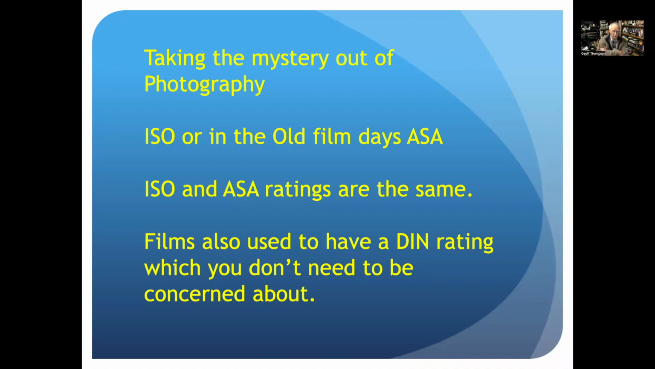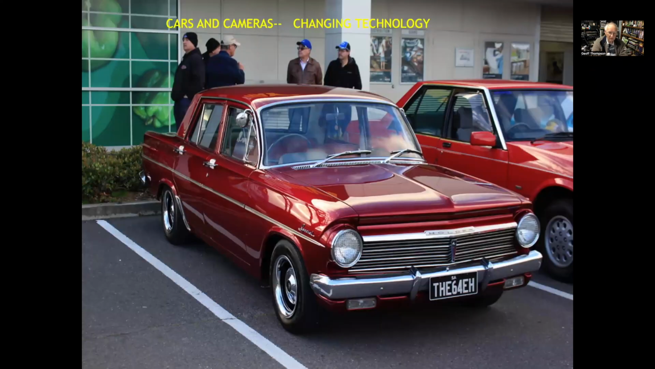I've been working on this this morning for a little while, but it's not going to be too long. So, taking the mystery out of photography. ISO, or in the old film days, it was called ASA. ISO and ASA ratings are the same. Films also used to have a DIN rating, which you don't need to be concerned about. I just mentioned that, didn't I?